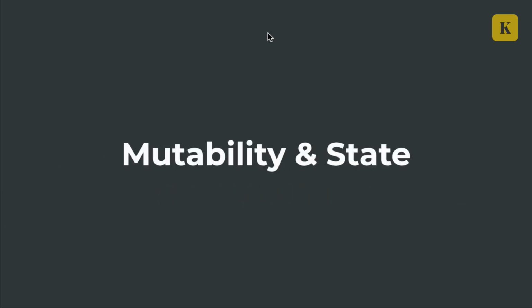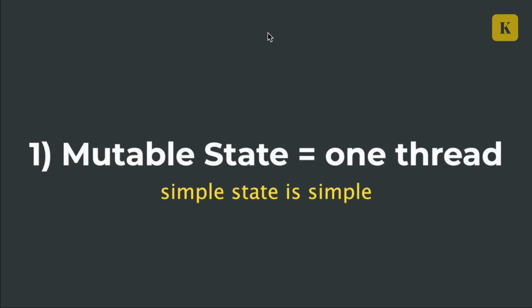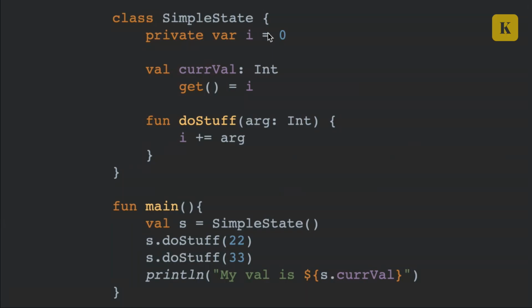So, mutability and state. Going back to rule number 1, mutable state equals one thread. I've had feedback like, well, what about regular state? You talk about all these obscure cases. And so I'm like, okay, if you've got a simple class and a main function, and you create an instance of that class and do stuff with it, and you don't leave the thread or do anything, the state's going to do exactly what you're used to it doing, which is be mutable. You can change stuff. Nothing's going to get frozen. Nothing crazy is going to happen. So that's simple state, right?